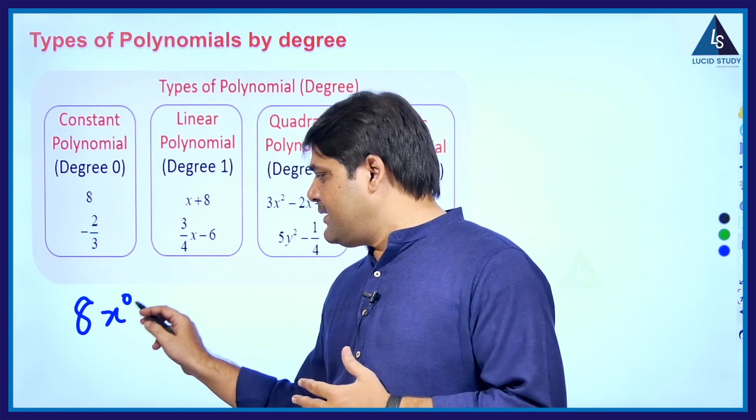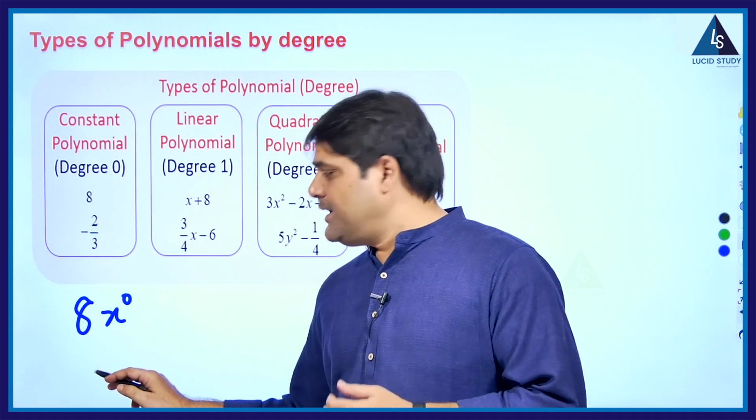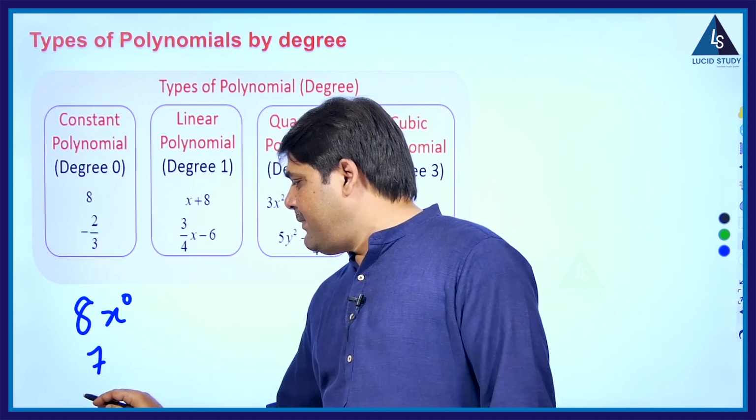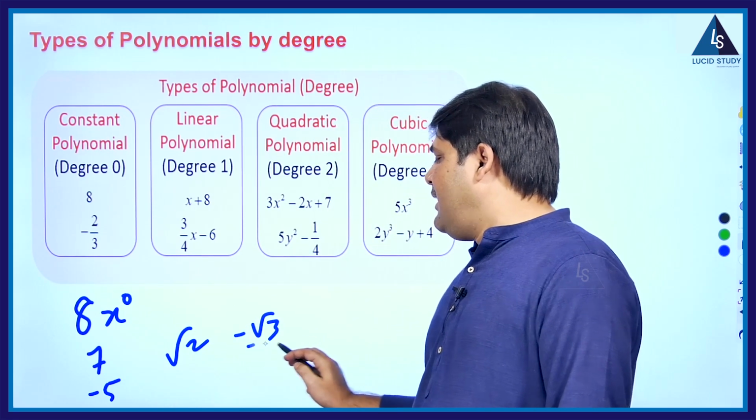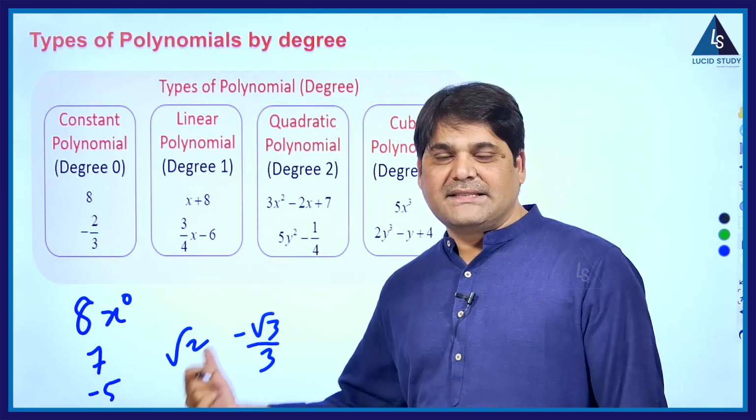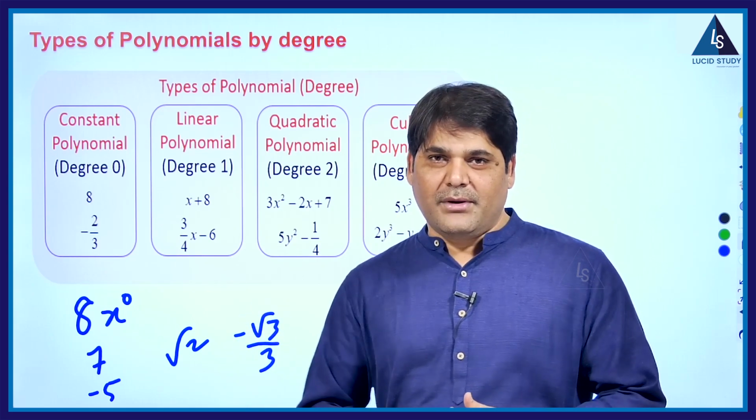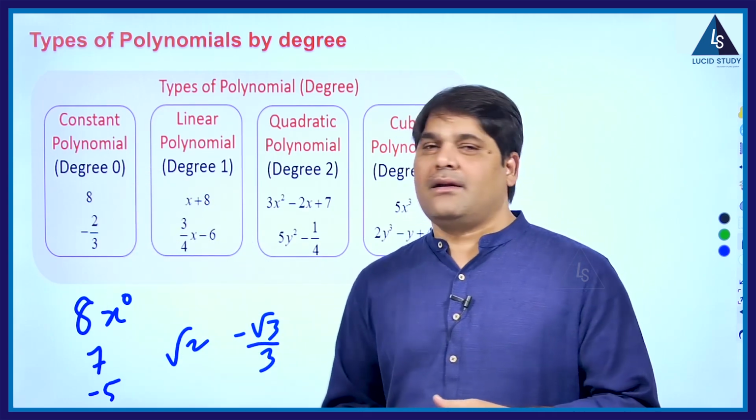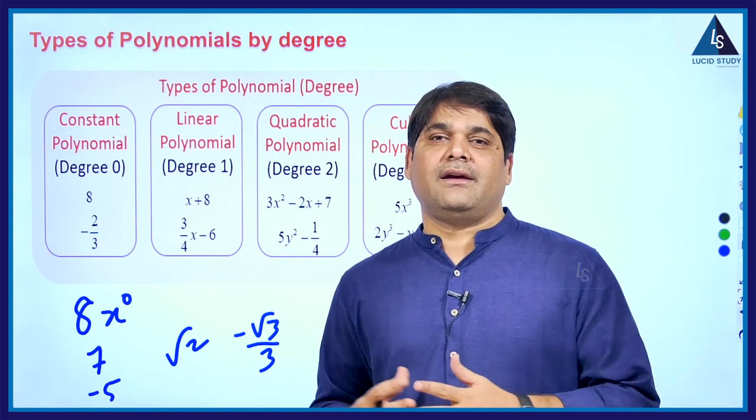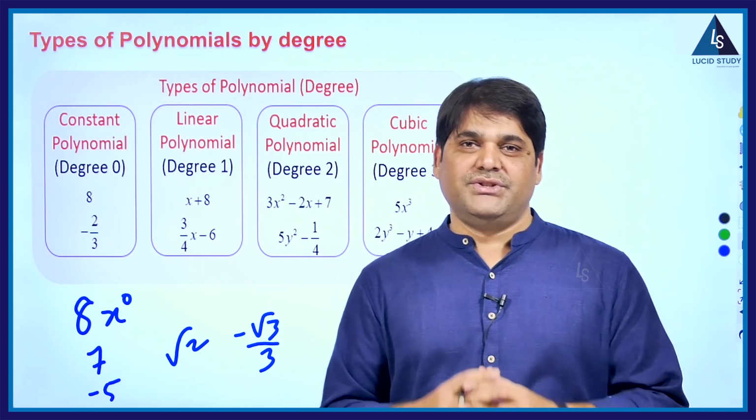So what is the degree here? 0, right? So such kinds of numbers, 7, minus 5, root 2 or minus root 2 by 3, all these are your constant polynomials because there is no variable in them, only constant terms are there. That is why these are said to be constant polynomials. The degree of a constant polynomial is always 0.